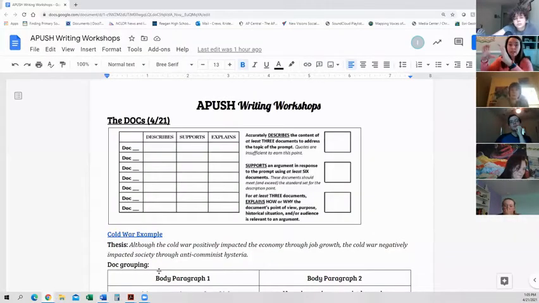Okay. So if we take that whole rubric and we look just at the documents, the describes, supports, explains, I think is kind of intimidating. So for sure today, please stop me at any point and ask questions. That's the most helpful thing. Because this makes sense in my head because I use it every day for multiple years. But what's most important is that you understand it.